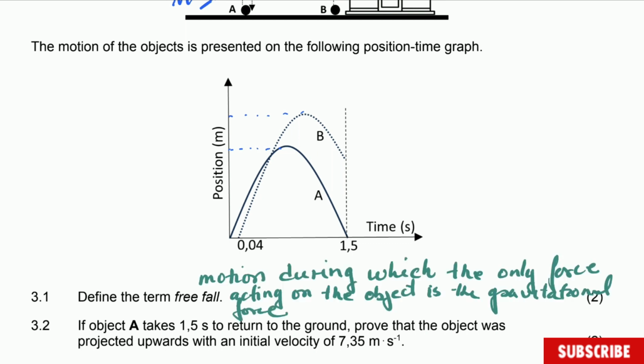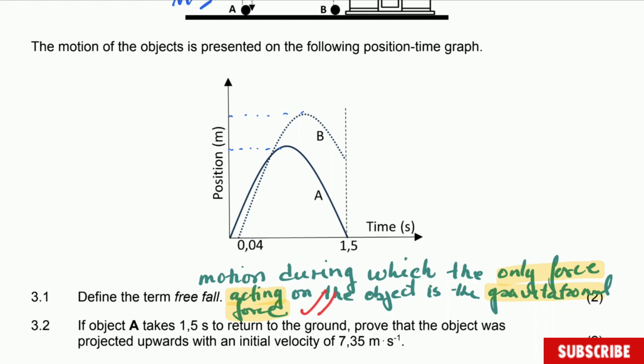Question 3.1, define the term free fall. And guys, there are only two definitions in projectile. One of them is free fall and the other one is projectile, and both of them are more or less the same. Free fall is a motion during which the only force acting on the object is gravitational force. If you say that, you will get the 2 marks.